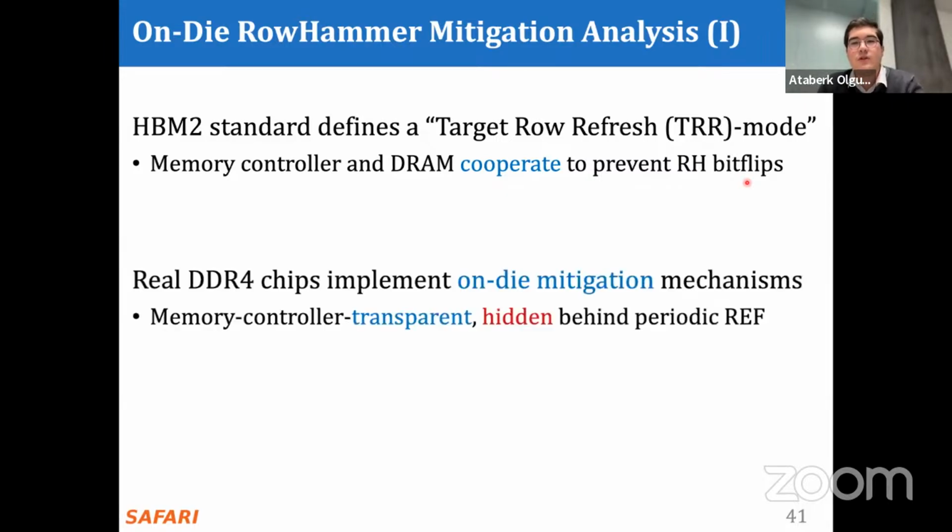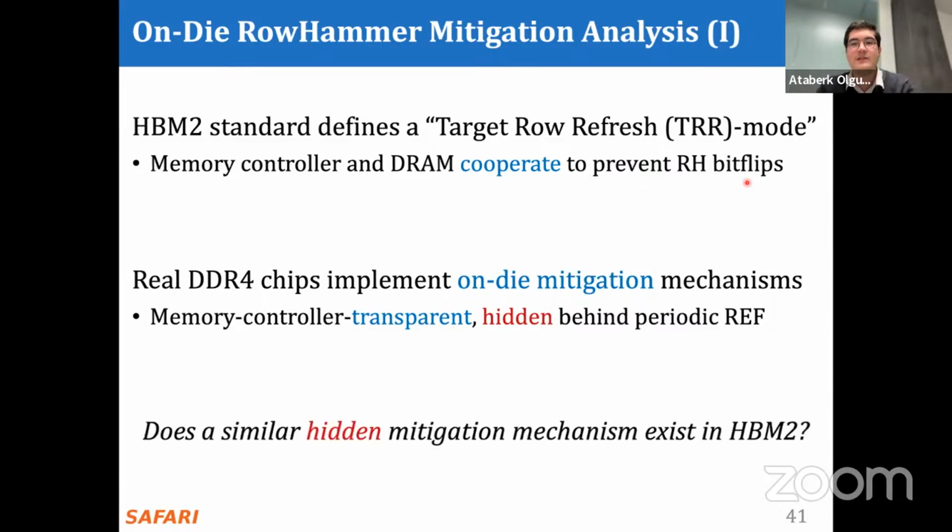However, we also know that real DDR4 chips implement on-die mitigation mechanisms that take actions in a memory controller transparent way. And these actions typically are hidden behind the latency of a periodic refresh operation. So in DDR4 chips, there's no documented TRR, right? We don't know how TRR operates or functions, but we know it exists from many prior works.